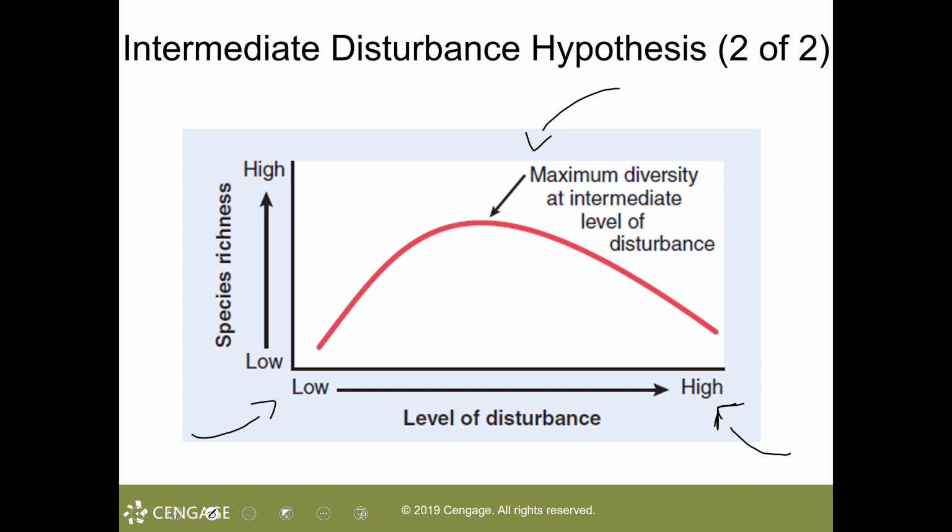So you will explain this process on your test, in that if you have too little or too much disturbance, richness is often lower, as opposed to right there in that center with that intermediate level of disturbance.